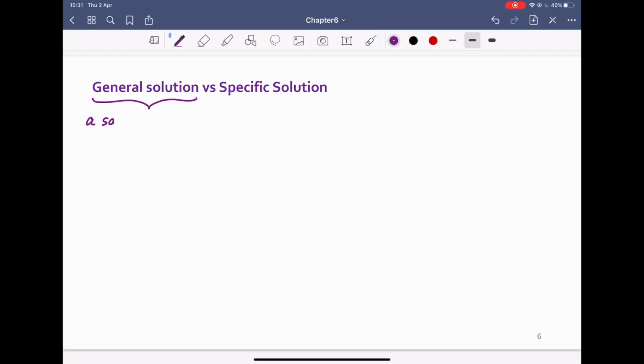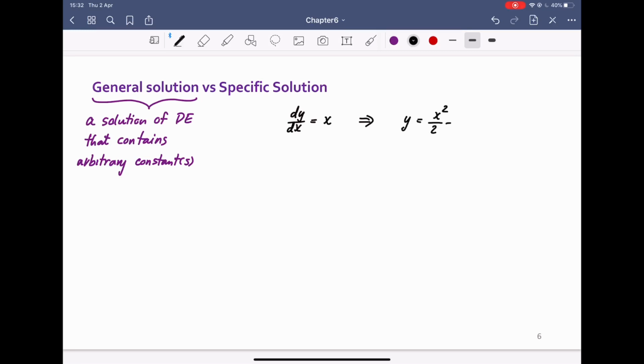A general solution is a solution of a differential equation that contains an arbitrary constant. So by this I mean, as long as your solution contains an unspecified constant, that thing is called a general solution. For example, let's say that you have dy by dx equal to x. Well, this thing is simple. And if you solve this differential equation, a general solution is y equal to x squared over 2 plus c.